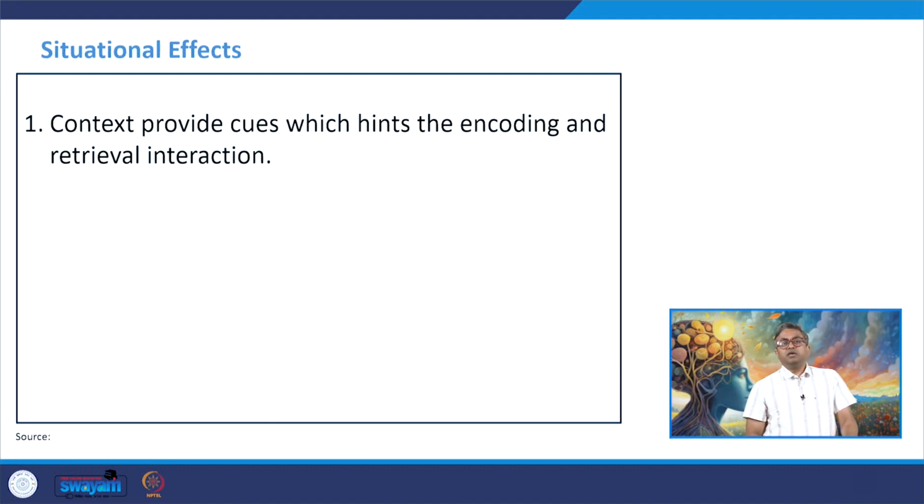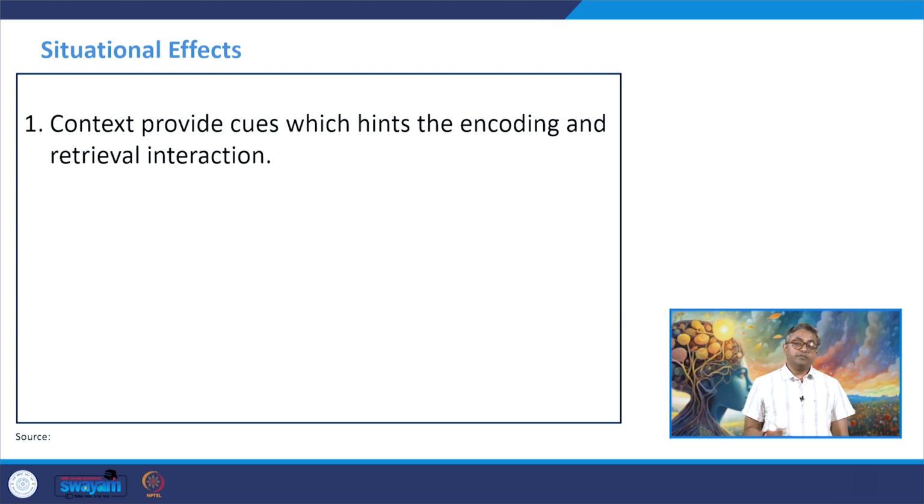And this is what the situational effect is all about. So context provides cues which hint at the encoding and retrieval interaction. In the same context, it's very rare that encoding is happening in one context, storage is happening in one context, and retrieval is happening in another context. It can never be like this, that encoding and retrieval are happening in two different contexts.